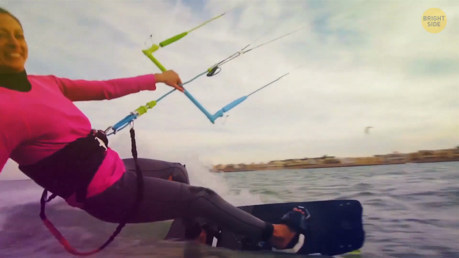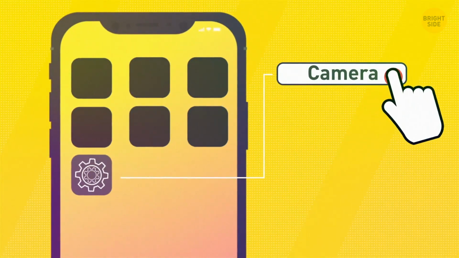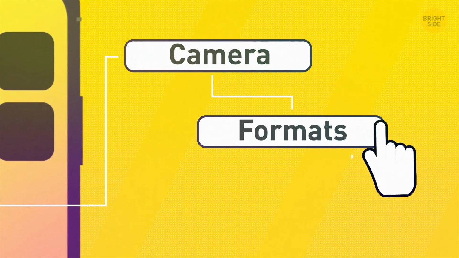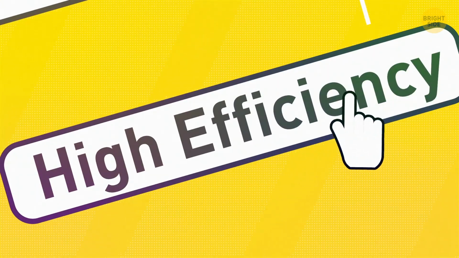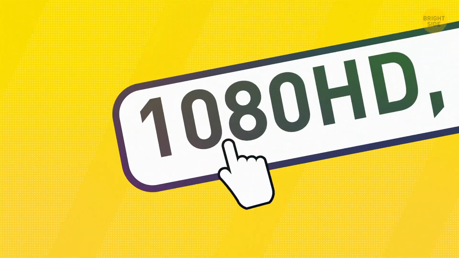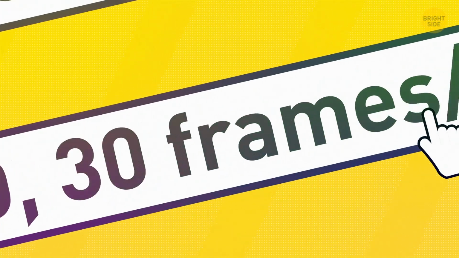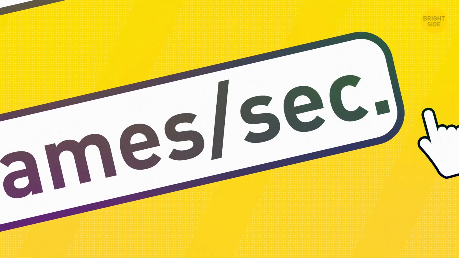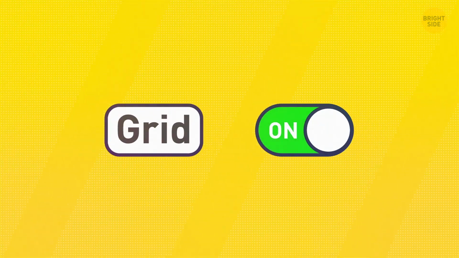To make the video quality on your iPhone better, try these 3 simple tips. Go to Settings, Camera, Formats. Choose High Efficiency Camera Capture. Then go back to the menu, go to Record Video, and choose 1080 at 30 frames per second. Last but not least, turn the grid on in the Composition section.